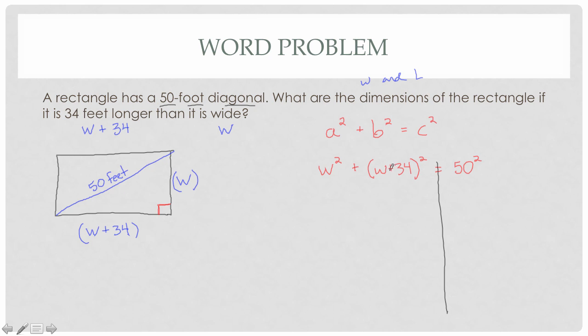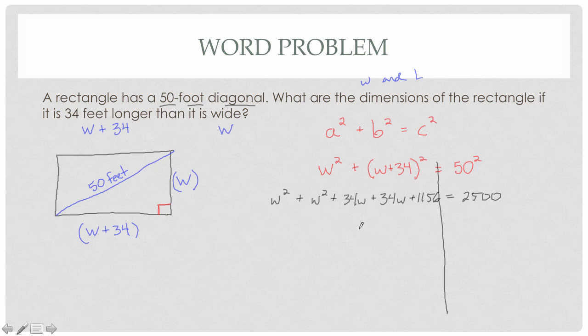All right, so let's deal with this. W squared. Now I gotta get it equal to 0 if I'm going to use factoring. So let's get W plus 34. Let's square that out. That's going to be W squared plus 34W plus another 34W plus 34 squared. Ooh, I need to calculate that out here. 34 times 34 is 1156. And that's going to equal 50 squared, which is 2500.